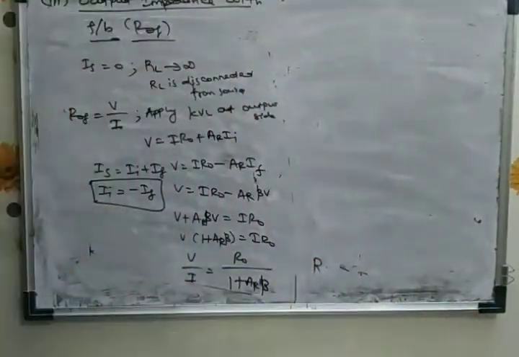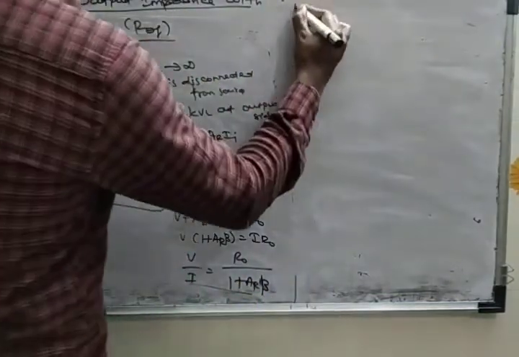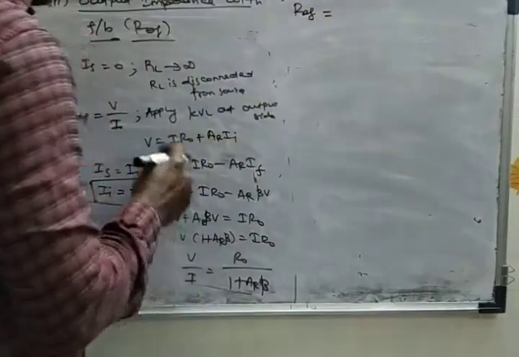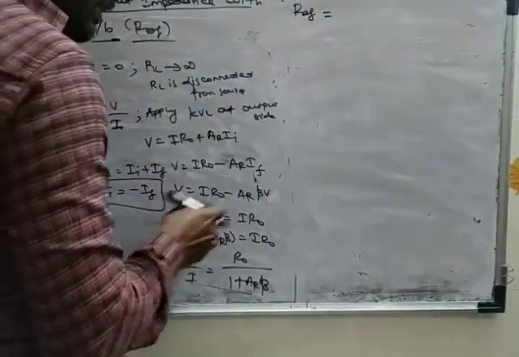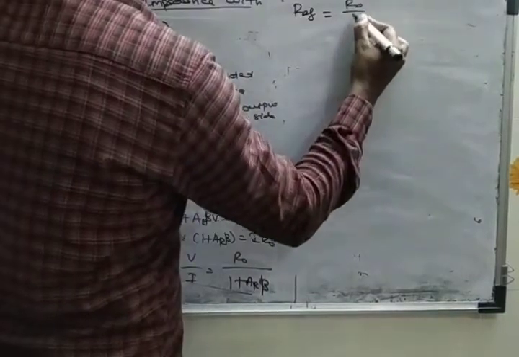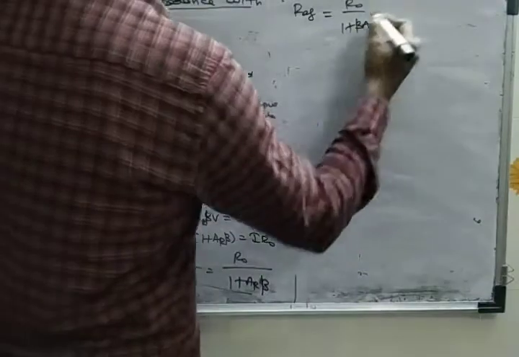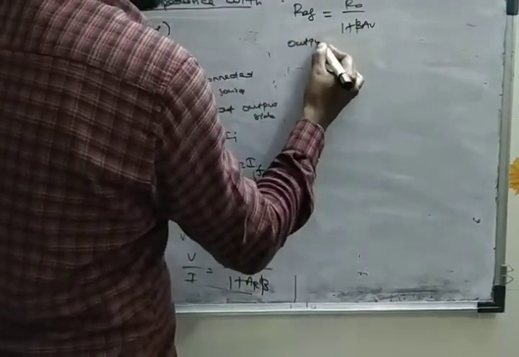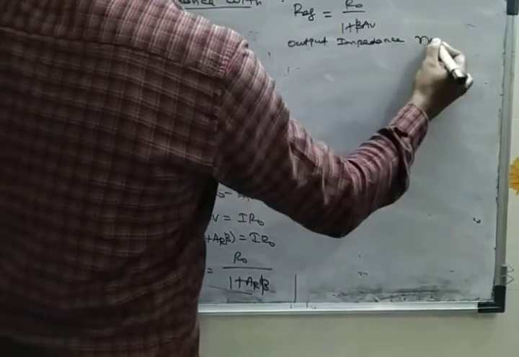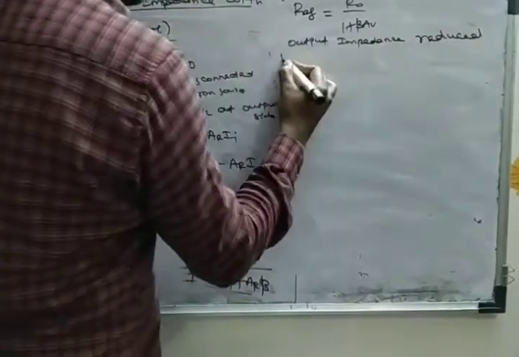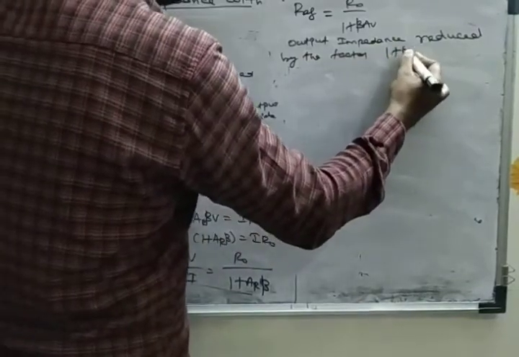So in the case of a transresistance amplifier, the output resistance with feedback is reduced by the factor 1 plus beta AR. So the output impedance is reduced by the factor 1 plus beta AR.